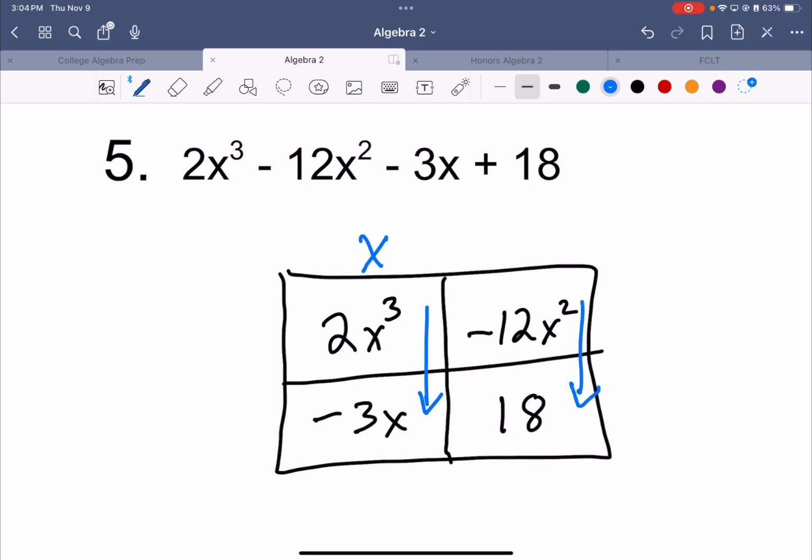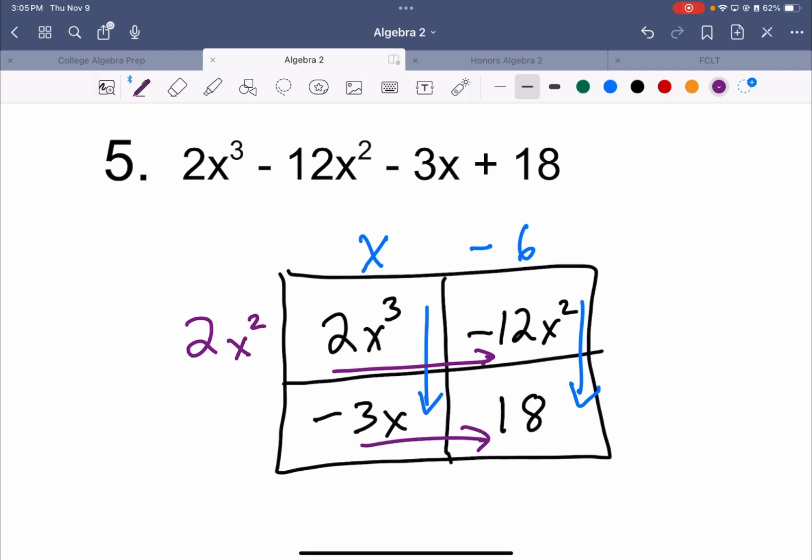Our first term, which is negative 12x squared, is negative, so I'm going to pull out a negative. Common factor for 12 and 18. 6. Okay. That works for me. Now let's go this way. Common factor for 2x cubed and negative 12x squared. My first term is positive, so common factor for 2 and 12 is 2. X cubed and x squared. X squared.